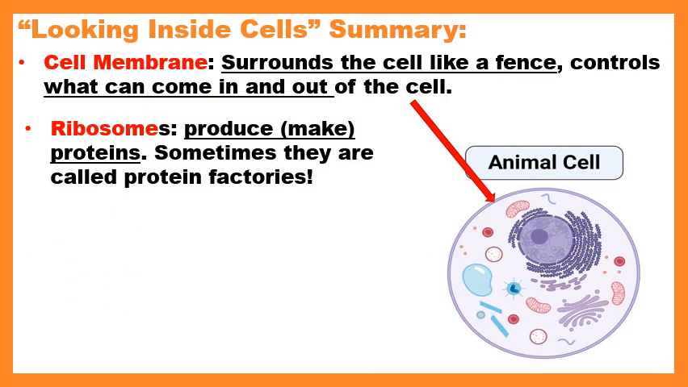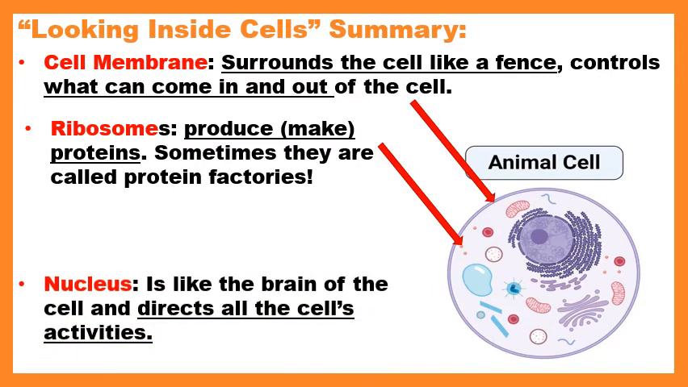All right, next we're going to talk about ribosomes. These are teeny tiny little organelles that look like dots, and they produce or make proteins. Most of our body, guys, is made of proteins. So proteins are super important in plants and animals. Sometimes people call them protein factories because that's all they do, just make proteins 24 hours a day.